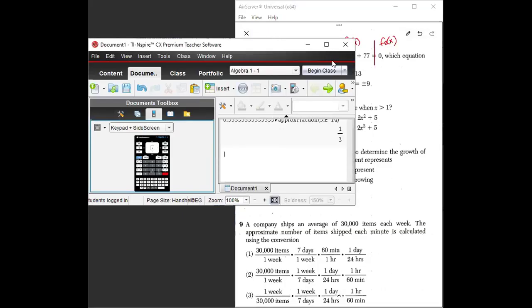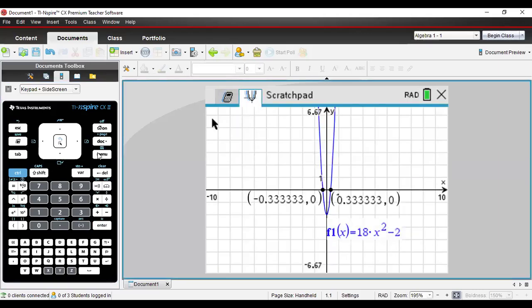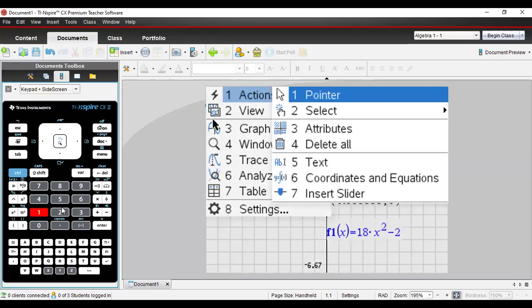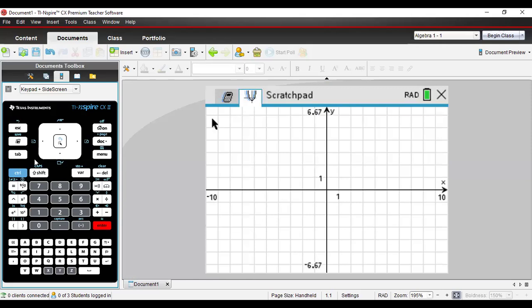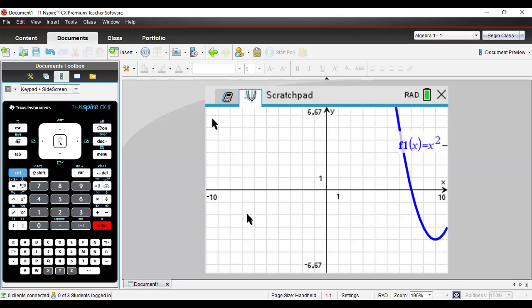Remember, the rule is when you see an equal sign, that's your clue that you can graph. So I'm going to go menu 14, get rid of this. Now I'm going to take the left-hand side of the equation. It's going to be x squared minus 18x plus 77. Okay, I know it's going to be a quadratic.